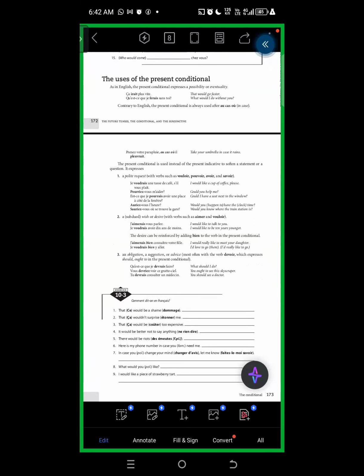As in English, the present conditional expresses a possibility or eventuality. Note that word, a possibility, not a certainty. The indicative expresses certainty, facts. This one is probability. We are not certain. Because these are the areas we had issues learning French. In fact, it took years to begin to know the difference. So let's go.